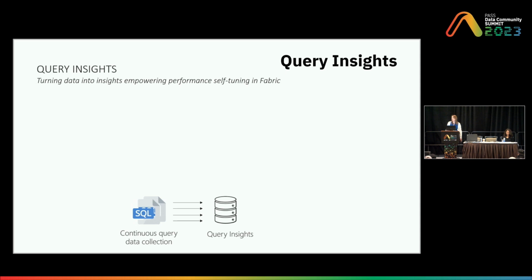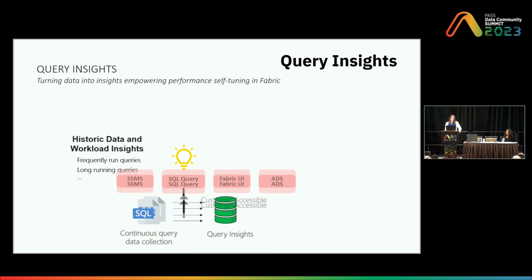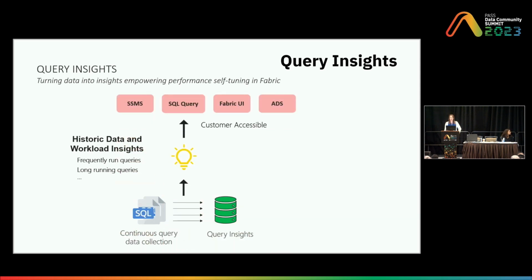So in the spirit of no knobs and automated out-of-the-box maintenance and performance, if the self-tuner tells us that your statistics are out of date, we will actually update those statistics for you ourselves before you necessarily have to worry about it. And we will build upon that capability to build in more self-tuning over time as well. And then you can access that historical data and workload insights through all of your favorite tools, such as SSMS, SQL Queries, Fabric UI, and Azure Data Studio.